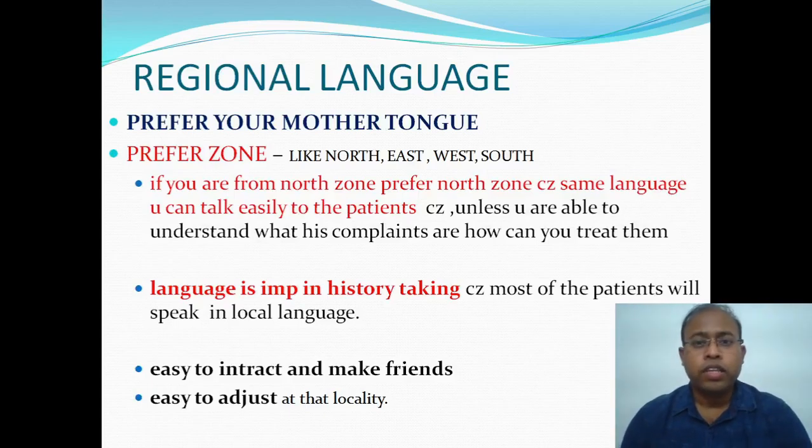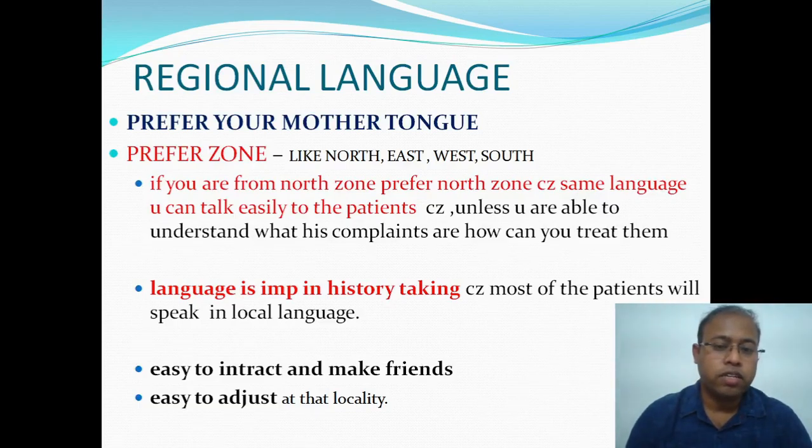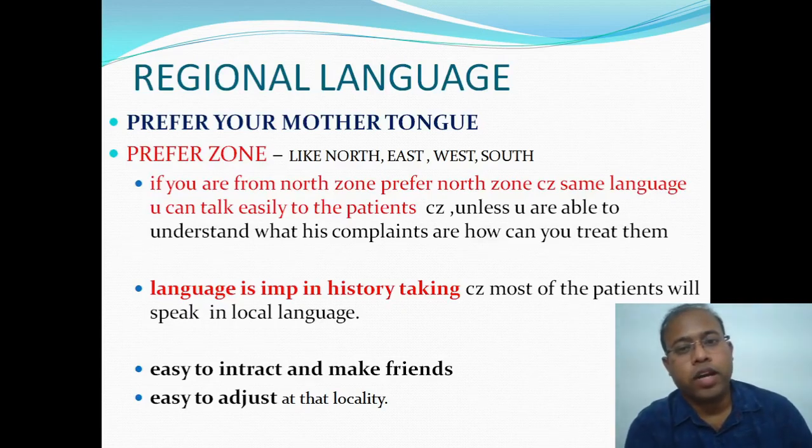So the importance of language is that you can interpret what the patient is saying. He is going to speak in the language of that locality. He is not going to speak in English, and most patients are not able to converse in English. So if you are familiar with that language, you should prefer that zone. If you are from the northern part of the country, you should prefer institutes from the northern part, and if you are familiar with Bengali, you should prefer the eastern part. If you are from a Rajasthani or Gujarati speaking place, you should prefer those places. Or if you are familiar with Tamil, Telugu or Malayalam, you should prefer the southern zone.